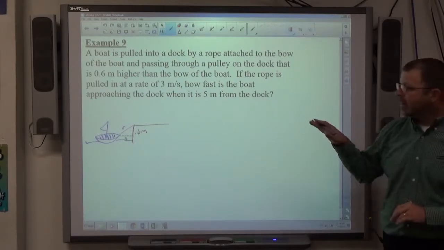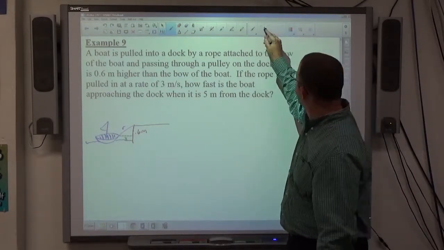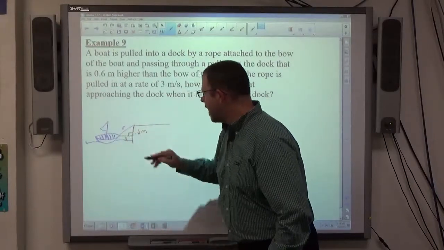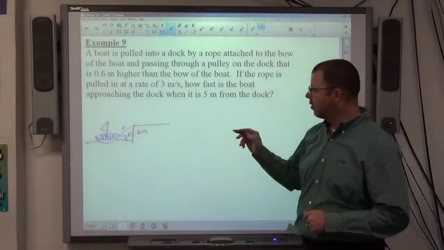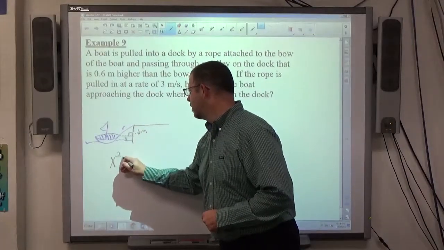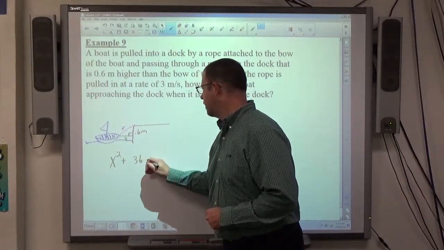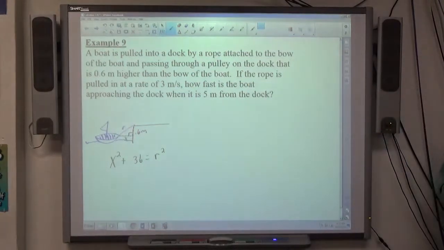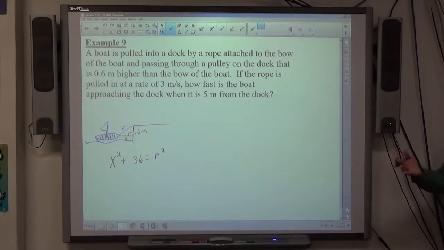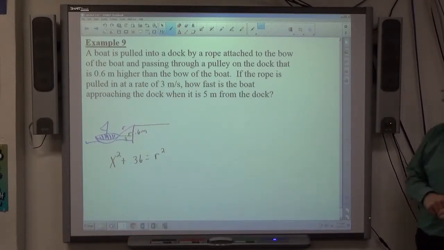All right? Looking at that picture, I'm looking at a right triangle. And as with all the other right triangles, whenever you get a right triangle, the Pythagorean theorem is going to come into play. So leg squared plus leg squared is equal to hypotenuse squared. So x squared plus 0.36, which is 0.6 squared, is equal to r squared. So the Pythagorean theorem relates the variables of the change in x and the change in r that we're going to be dealing with in this problem.